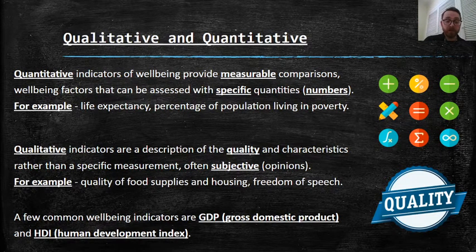A few common well-being indicators are GDP, which you might have heard about in Year 9 economics, or if you're doing BizMan or accounting. So GDP stands for Gross Domestic Product, and it's basically how much money you have, either the country or person in that country, how much money they have. HDI is another well-being indicator called the Human Development Index, and that basically is a fancy number for human well-being, so our health and our happiness.